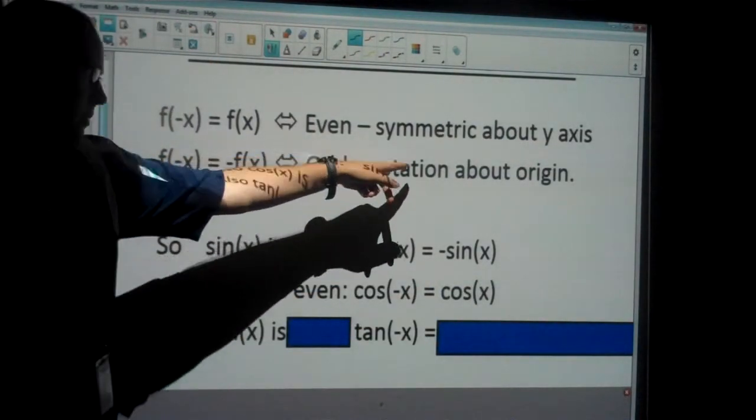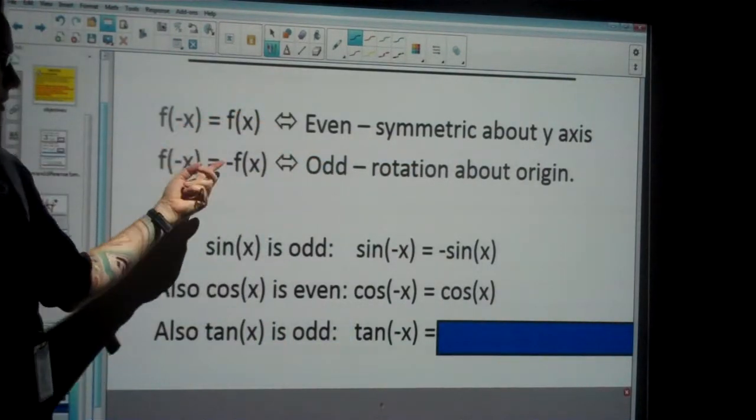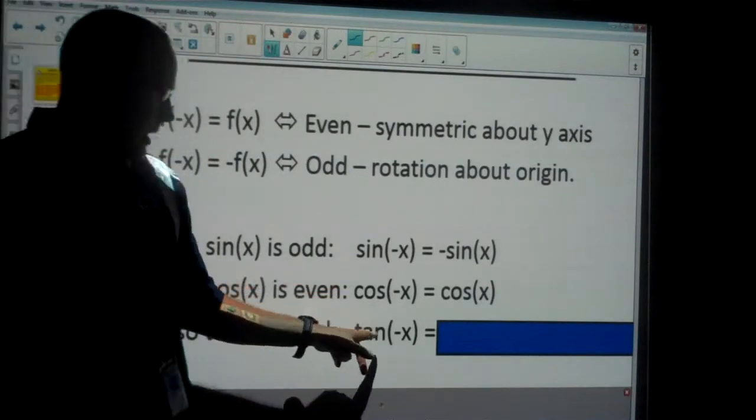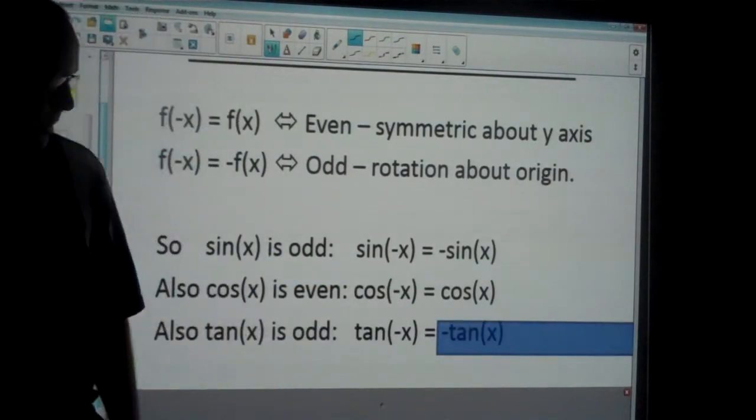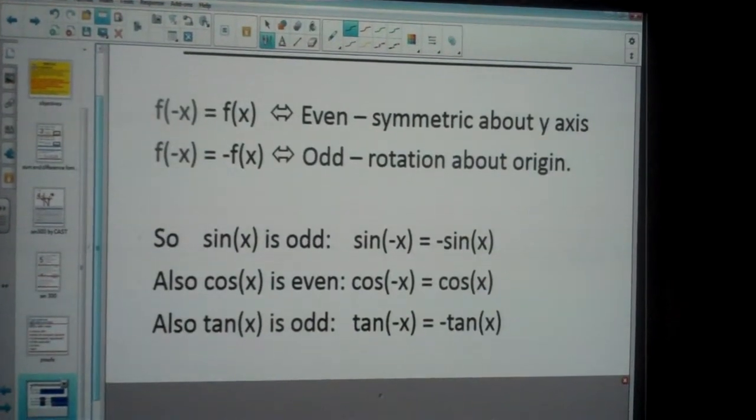Tan x should be a rotation about the origin, which means that it's an odd function. And for odd functions, it should be the negative of what we started with. So tan of negative x should be the same as negative tan of x. So sometimes those things are useful when we've got to work out formulas as well. So if we have to work out what is the sine of negative x, we can actually just say it's negative sine x. So there's a few little extras that are also useful there from chapter 11.